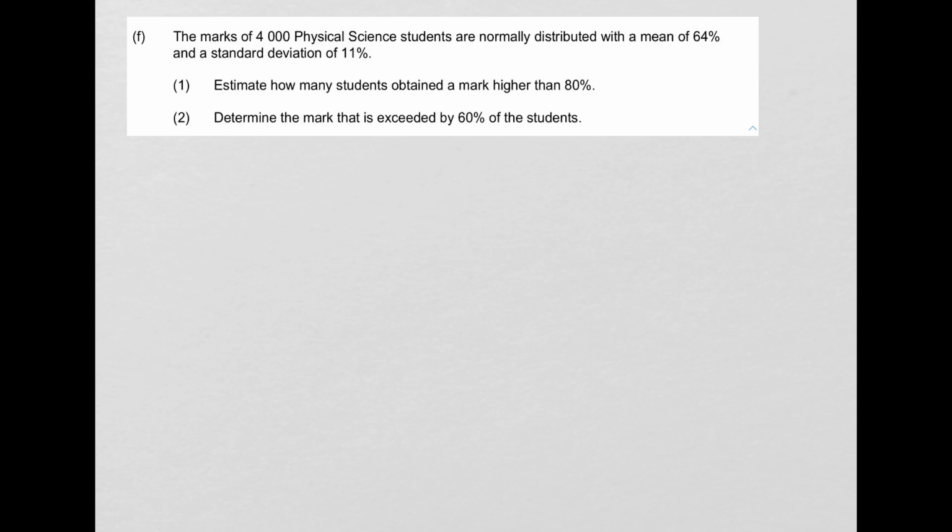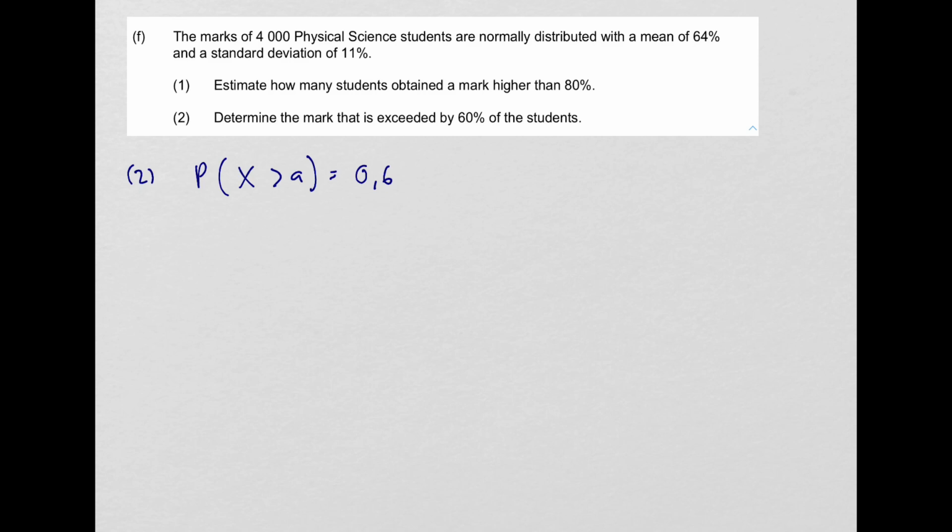Question 2. Determine the mark that is exceeded by 60% of the students. All right, so in this case, we're looking for the A value, effectively. We know what we normally use in our probability. So we're looking for this A value, the probability of how many will get 60%, or at least exceeded by the mark that's exceeded by 60% of the students.